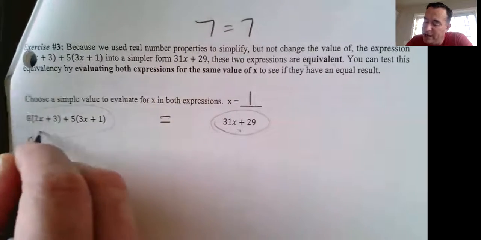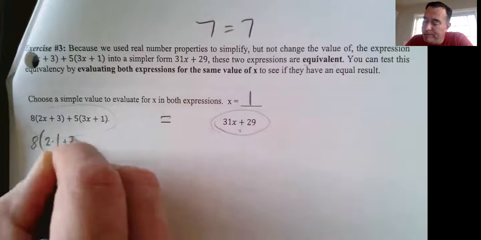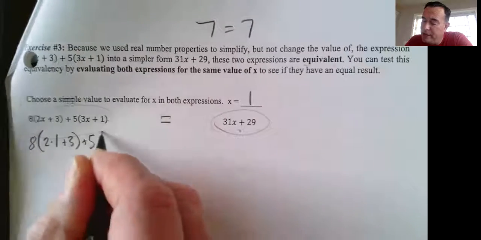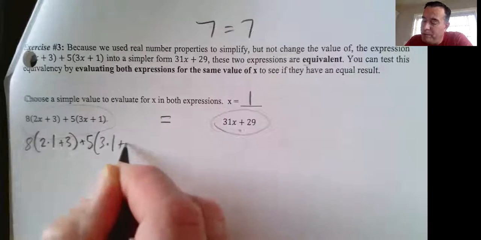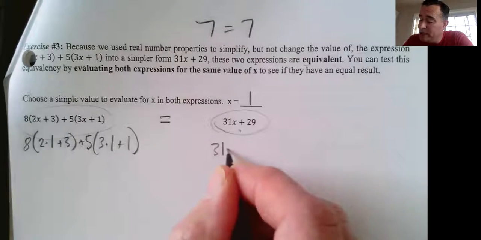So we'll have 8 times the quantity 2 times 1 plus 3. And if you see what I'm doing, I'm replacing every x with a 1, plus 5 times the quantity 3 times 1 plus 1. So that's this side. This one will be a lot easier. 31 times 1 plus 29.